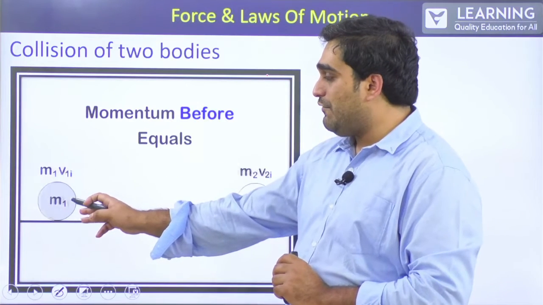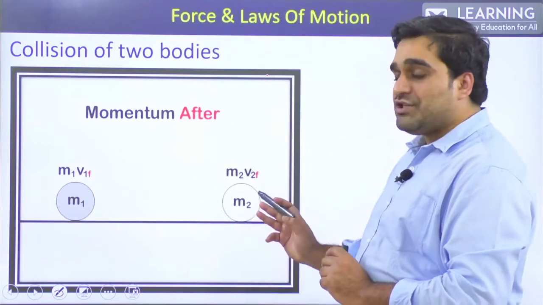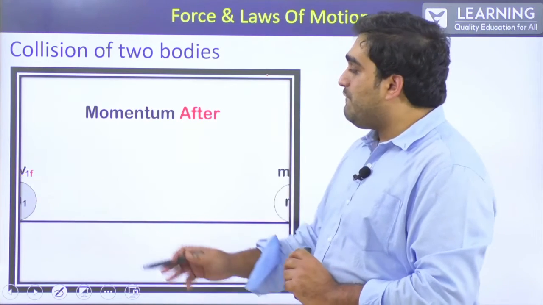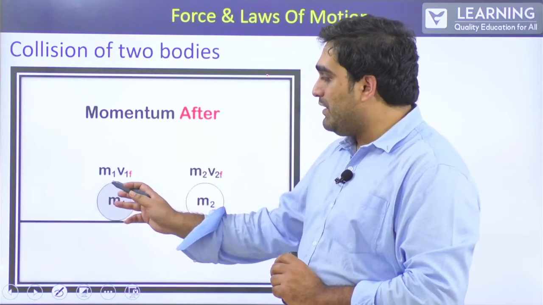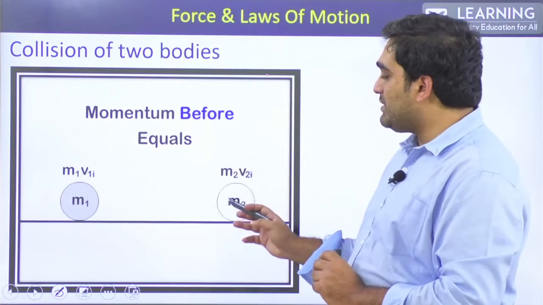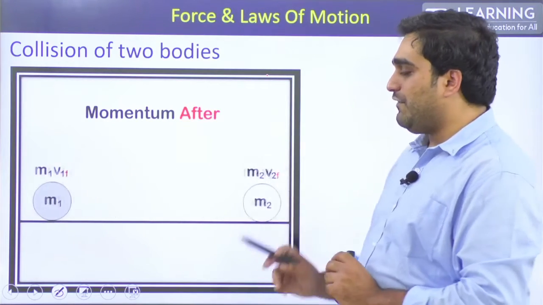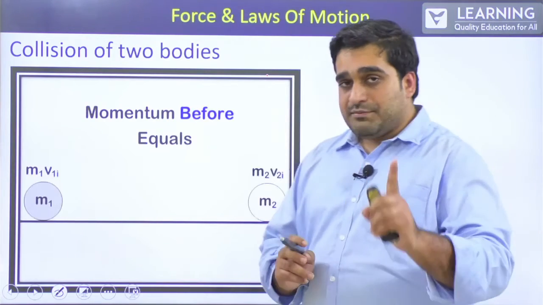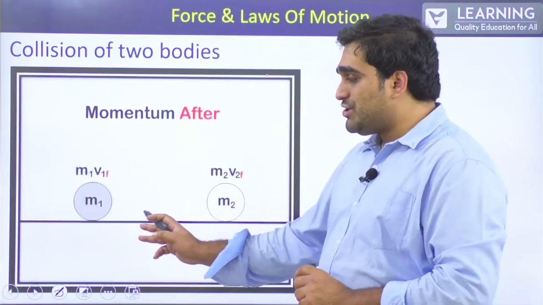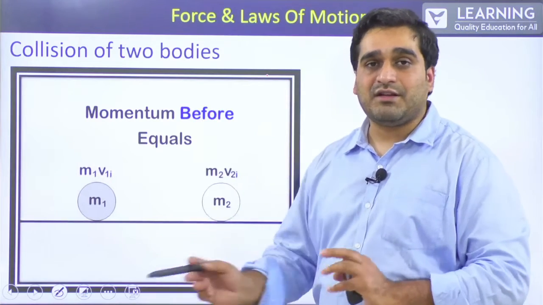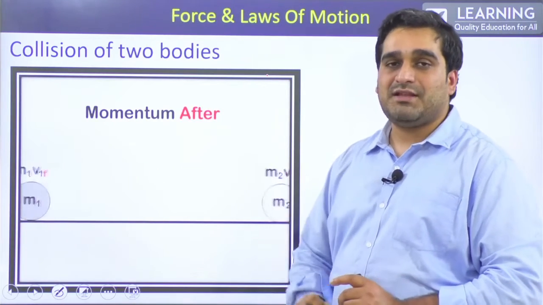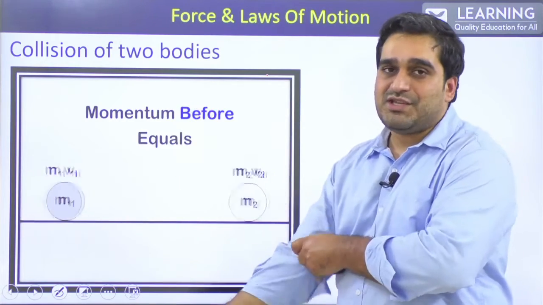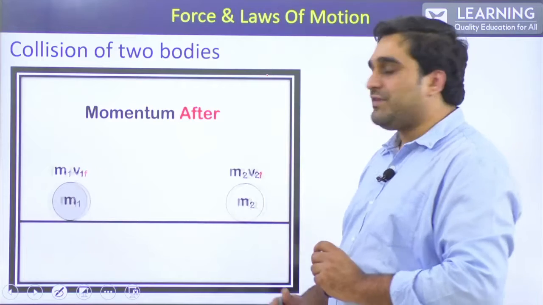Initial velocity of m1 is v1i, initial velocity of m2 is v2i. Final velocity of m1 is v1f and final velocity of m2 is v2f, as you observe. Now, what you observe here is that the mass does not change before and after the collision. Mass remains the same, but what about the velocity? The velocity changes. So let's make a quick note of that.